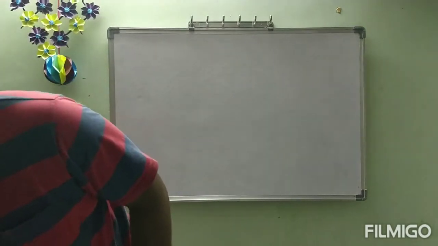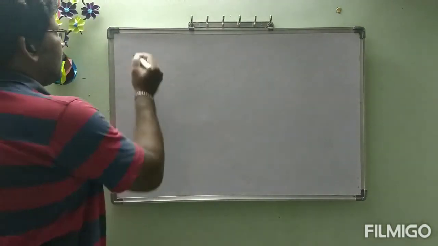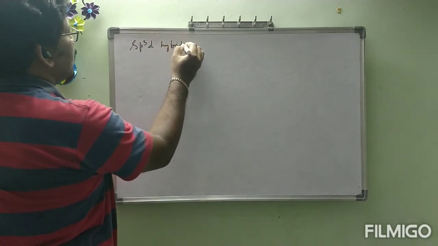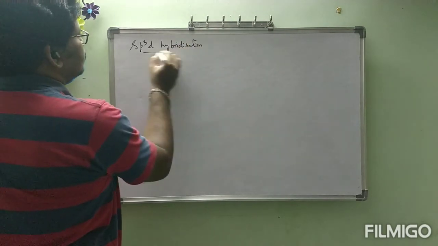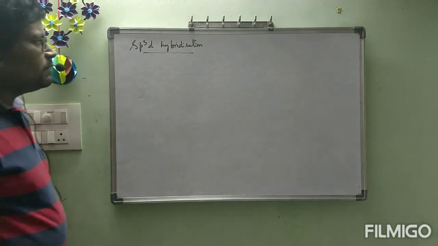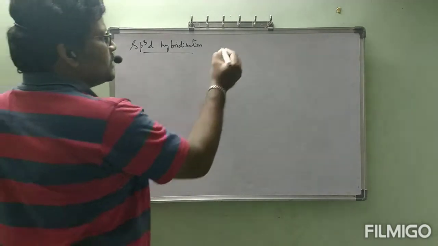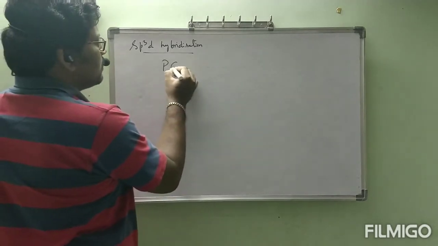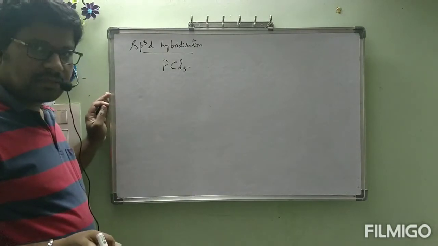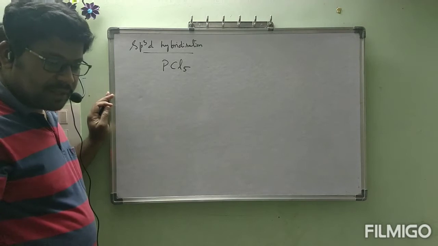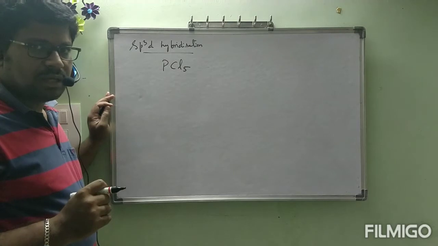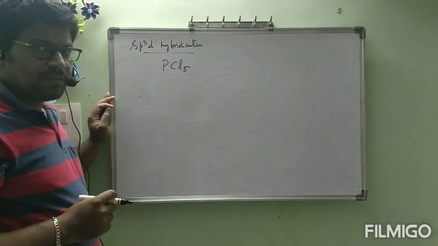another type of hybridization, that is sp3d hybridization. The molecule which is an example for sp3d hybridization is PCl5. By seeing the molecule shapes with the help of the ball and stick model, you might have understood every concept very neatly. Is it okay? Now, what about this PCl5 molecule? Let us see.